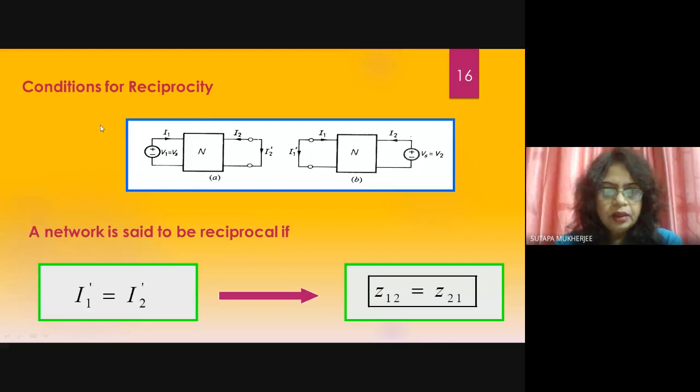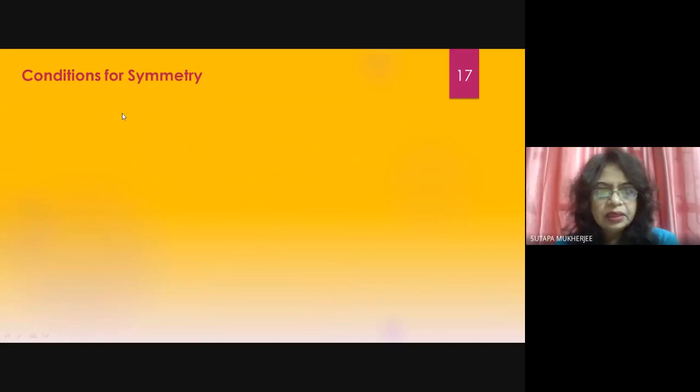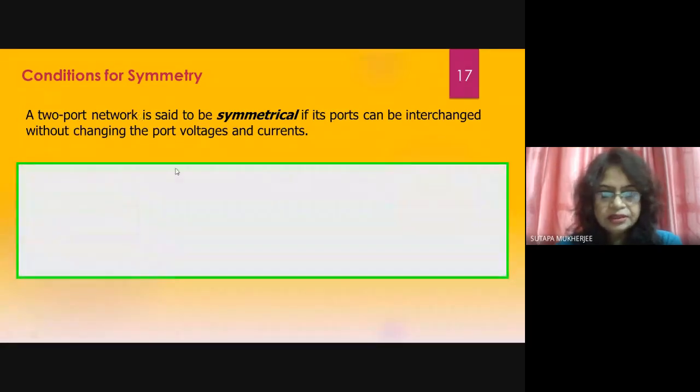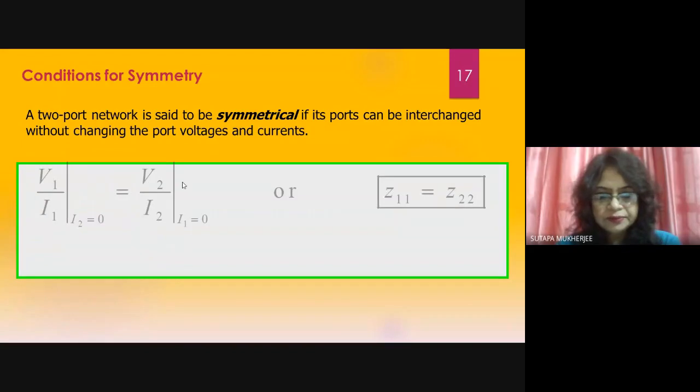Okay. Now come to the conditions for reciprocity. You have already told me that if we interchange this port and that port, I1 dash will be equal to I2 dash. But you have to prove it, right? How can you get the condition of reciprocity? And the condition of symmetry is that a two-port network is said to be symmetrical if its ports can be interchanged without changing the port voltages and currents. Both of these we have to prove: the condition of reciprocity and the condition of symmetry.